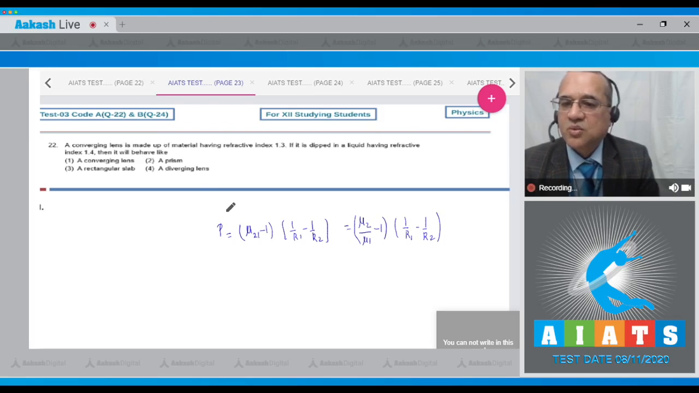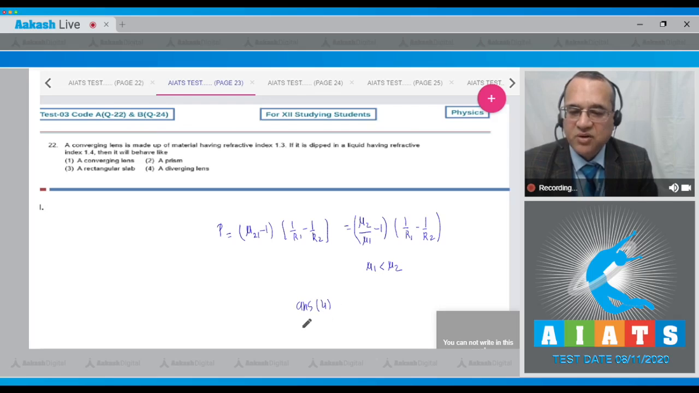And look at the question, it was a converging lens. For a converging lens, this comes positive as long as μ1 is less than μ2. But here, the liquid's μ of 1.4 is more than 1.3. Therefore, this becomes negative. If it is negative, the nature changes. So a converging lens will behave like a diverging lens. Therefore, the answer to this question is option number 4.